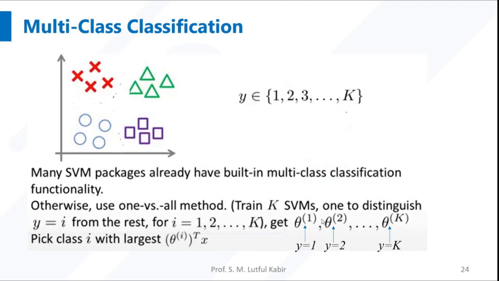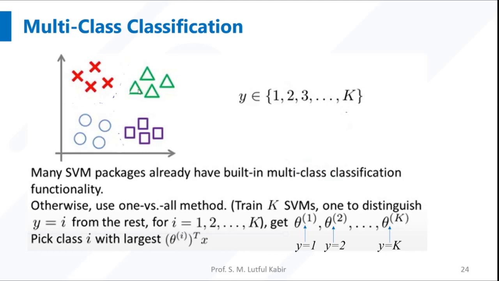And which one will you choose? Pick the class i with the largest theta i transpose x. For example, if an unknown x is given, you apply each and every theta in this equation and you will get a value. For different i, that means 1 to k, you will have k values. Take the largest value and choose the class for that unknown.